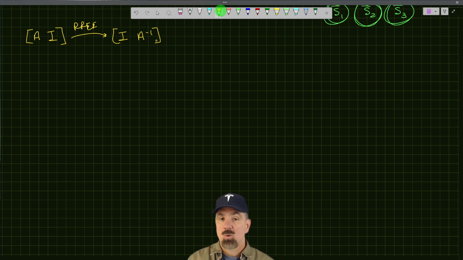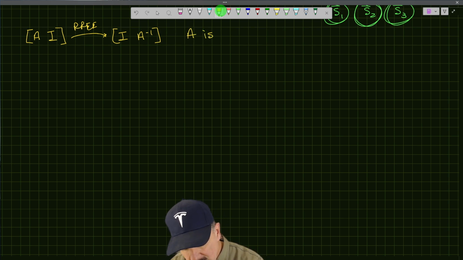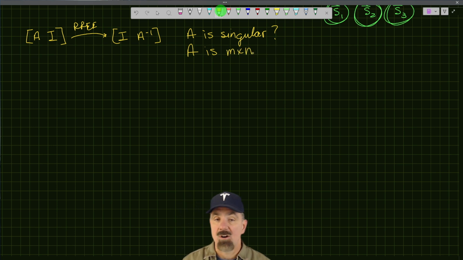This only works if A is square. What happens if A is singular or if A is rectangular? So if it's singular, or A is m by n, where m and n are not necessarily equal to each other, then what does this process give us? Well, to answer that question, what we're going to do is review a little bit about what Gaussian elimination is.